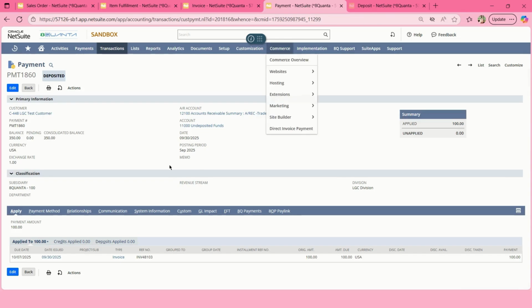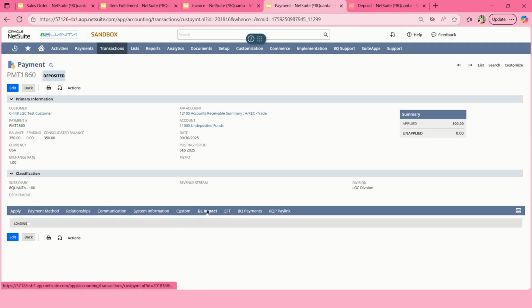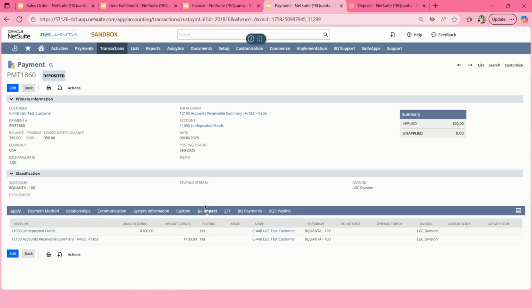Once the customer makes a payment, a customer payment is recorded. This clears the receivable and records the cash inflow. Note that the funds first go into undeposited funds rather than directly into the bank account. Debit, undeposited funds. Credit, accounts receivable.